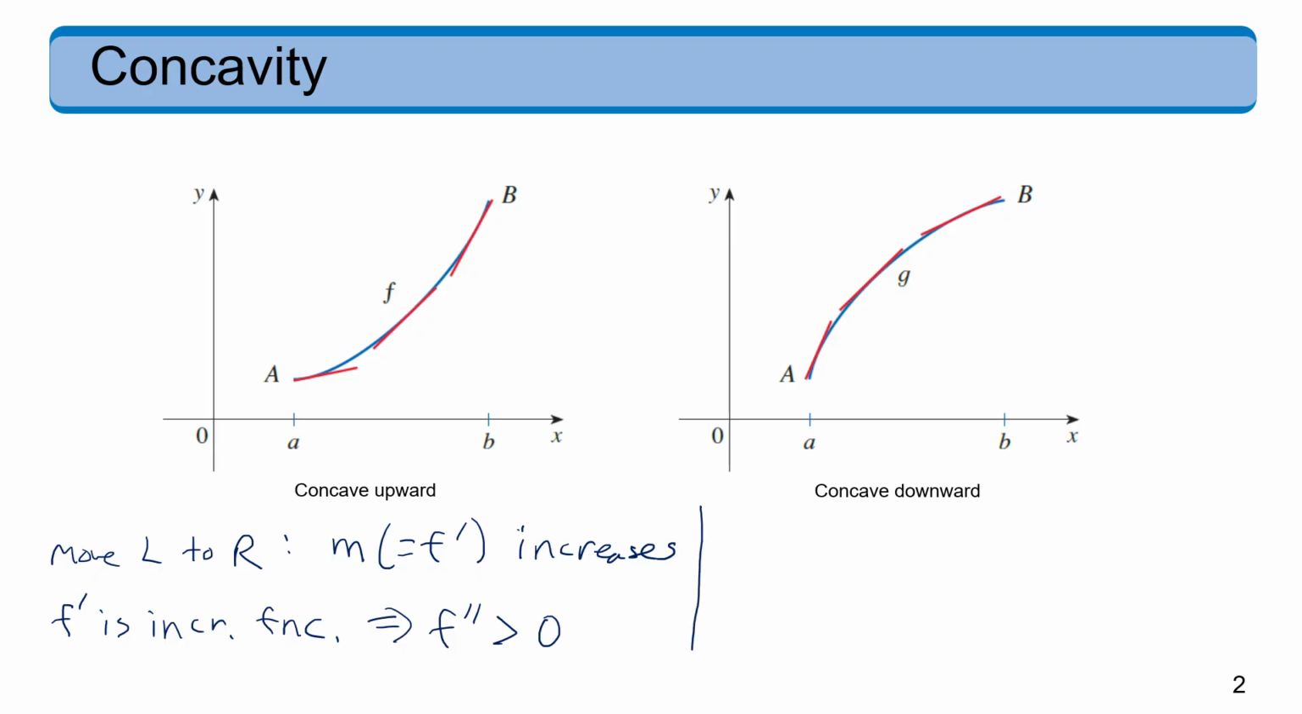Now let's make a similar observation for the concave down situation. Again, as you move left to right, notice the slopes. They become less steep, right? They get closer to zero, which means they're decreasing. So again, as we move left to right, the slopes, which are equal to f prime, decrease. So now we've established f prime is a decreasing function.